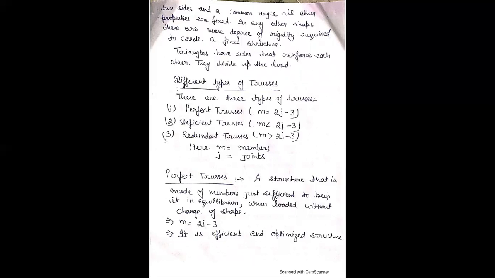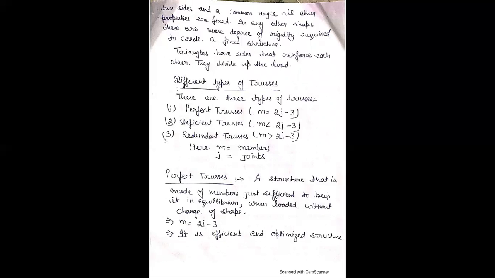In other shapes like rectangles and polygons, more degrees of rigidity are required to create a fixed structure. But in triangles, if we fix two sides and an angle, then all other properties are fixed. Triangles have sides that reinforce each other, and they distribute all the loads to their members. Therefore, triangles are used in trusses as compared to other shapes.